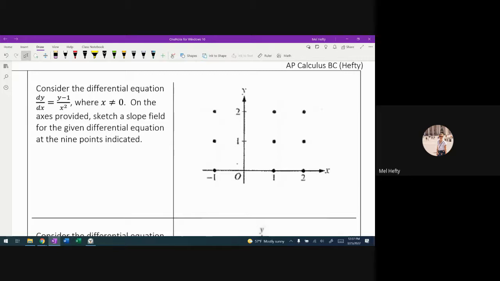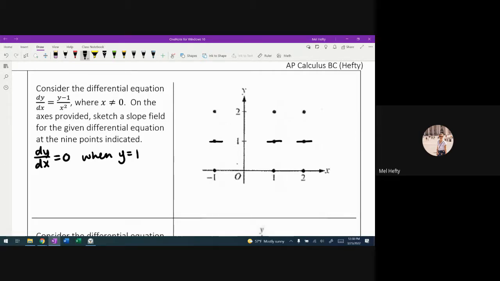Yeah, do you see what Matt's saying? When y is 1, the slope is always going to be 0. So what I'm going to do is draw very flat horizontal lines everywhere y is 1, because dy/dx equals 0 when y is 1. If you can see some patterns like that, you can certainly avoid having to plug in all of the points.